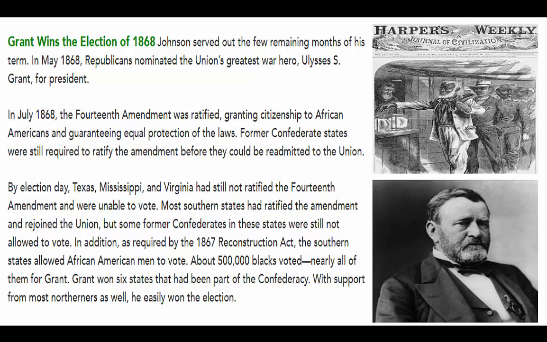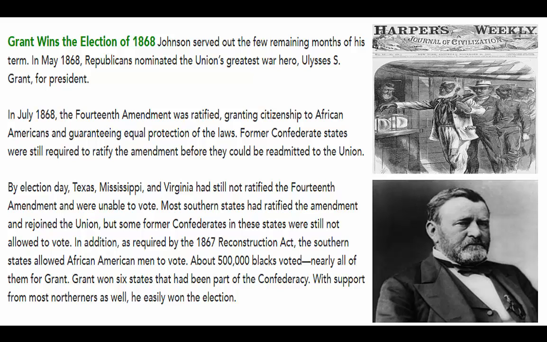Most Southern states had ratified the amendment and rejoined the Union, but some former Confederates in these states were still not allowed to vote. In addition, as required by the 1867 Reconstruction Act, the Southern states allowed African American men to vote. About 500,000 blacks voted, nearly all of them for Grant. Grant won 6 states that had been part of the Confederacy. With support from most Northerners as well, he easily won the election.